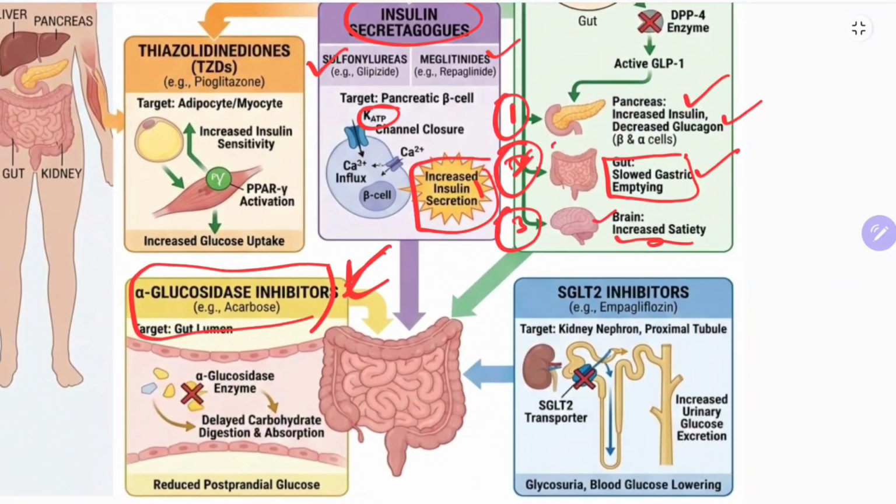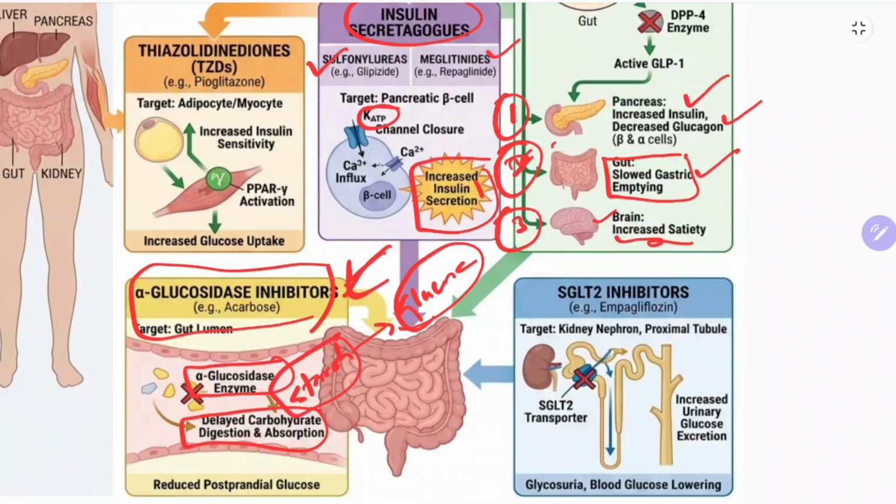Alpha-glucosidase inhibitors inhibit the alpha-glucosidase enzyme, which is responsible for breakdown of starch into simple glucose. Because starch is not broken down into simple glucose, and the body can't take up starch directly, it has to be broken down to glucose, that is how glucose is not absorbed. Now the side effect is that the starch and the disaccharides like fructose, sucrose, will move on to the colon.